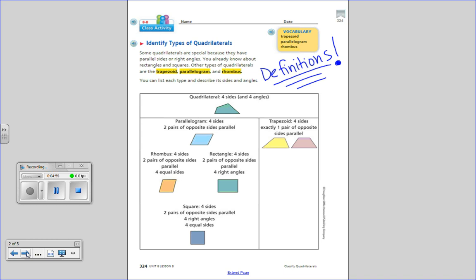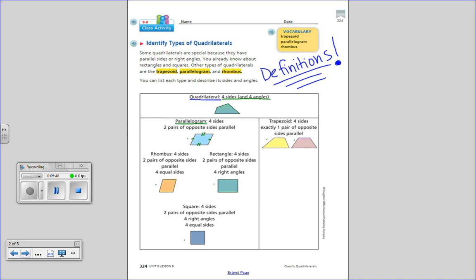Each one of these shapes can have these words. So it could be a quadrilateral. All of these are quadrilaterals because they're all four sides. Does everybody see that? Each one of these can be considered a quadrilateral. Then you have parallelograms, which have four sides, but they have two pairs of opposite sides parallel. So this side and this side are parallel. This side and this side are parallel. So a parallelogram is considered a quadrilateral.